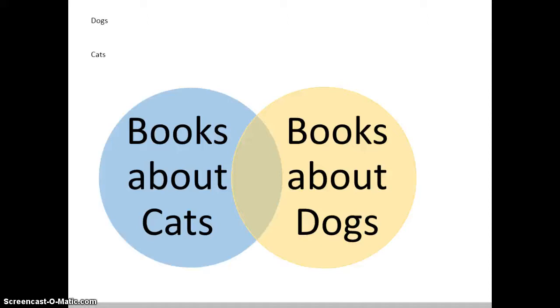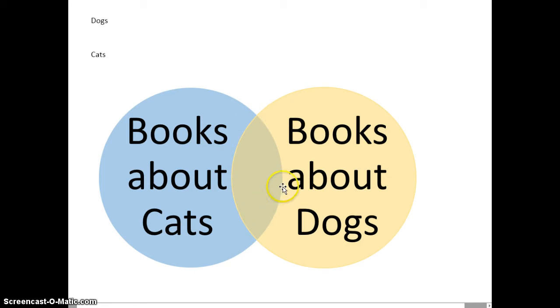Hi, this brief video tutorial is going to introduce some concepts about how to connect different words and phrases when you're doing research. So just to start with, let's pretend that this blue circle represents all of the books about cats, and the yellow circle represents all of the books about dogs.